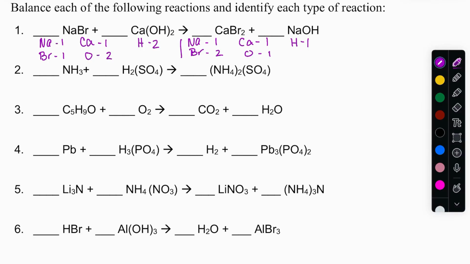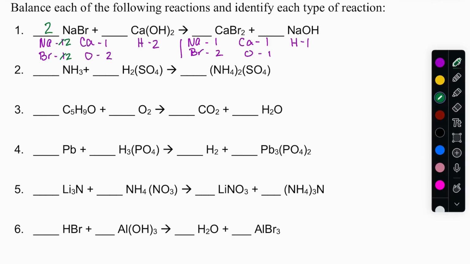So I'm going to look at it. Is it balanced? And it's not. I've got a couple different things that I can start to look at to fix: my bromines, my calciums, and my hydrogens. I think I want to start on my reactant side. I'm going to start with my bromine and try to get that to even out. So that's going to need a 2 here. That changes my sodium to a 2 and my bromine to a 2. So now my bromines are balanced.